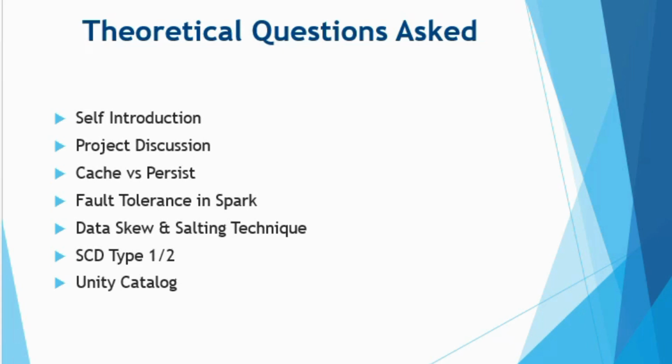After that, they asked me some more questions regarding Unity Catalog, like what is Unity Catalog and what is the three-layer namespace inside it. While answering this question, I explained the concept of governance, lineage, and security purposes and so on. Then they asked me some scenario-based questions.